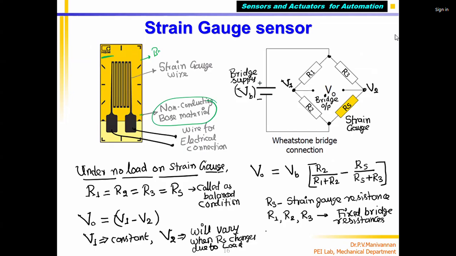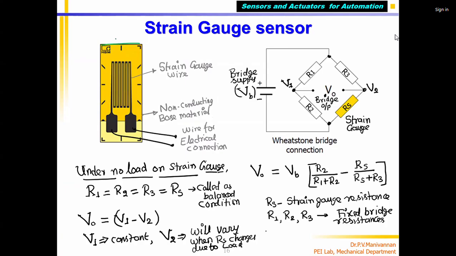It won't expand thermally. You cannot use the strain gauge wire directly, so it is bonded on a non-conducting base material whose thermal expansion is also very low. Then the strain gauge wire, which is shown in black here, is bonded. You can see that this is the wire I am retracing. Please see, take a long wire. It is wound in a serpentine form, like a snake, so that a long length fits in a given small area.